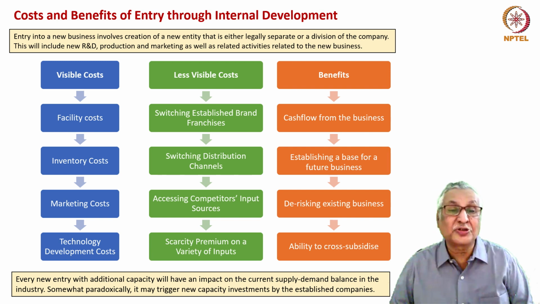Whenever someone wants to make a capacity expansion, the incumbents immediately respond to the move by enhancing their own capacities. Over a period of time, unless demand moves in tandem, there would be capacity glut in the industry. These are all the common factors and common resultants of getting into new businesses through internal development.